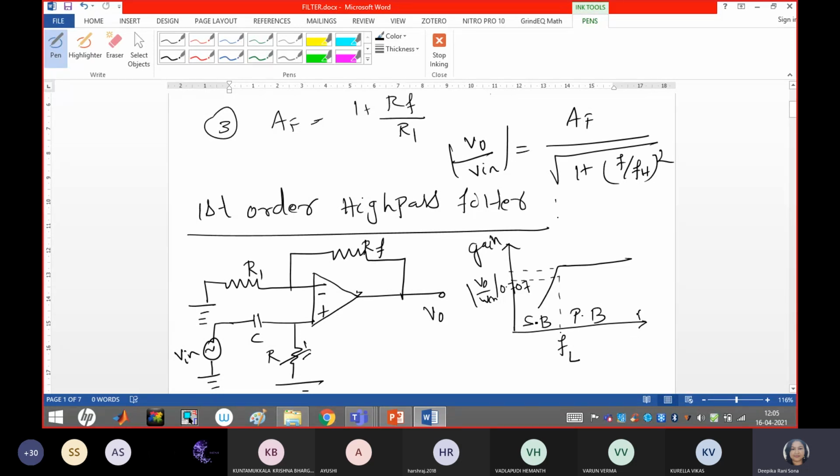Guys, how do you remember this? In your low pass filter it is FH, higher cutoff frequency, but in case of high pass filter it is called a lower cutoff frequency.